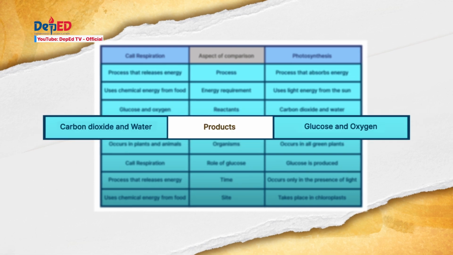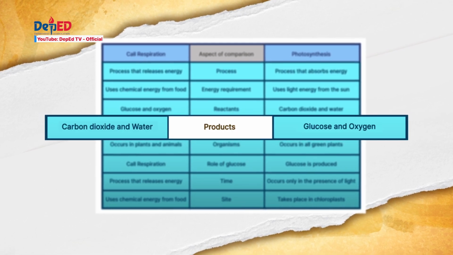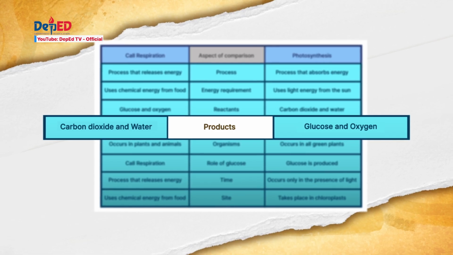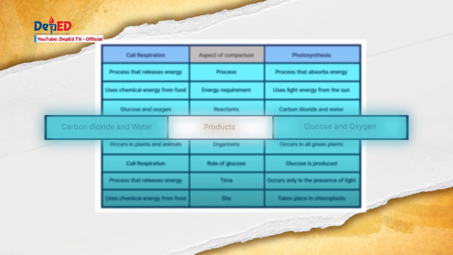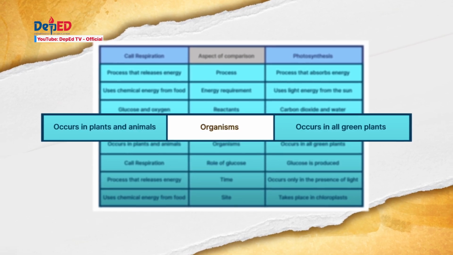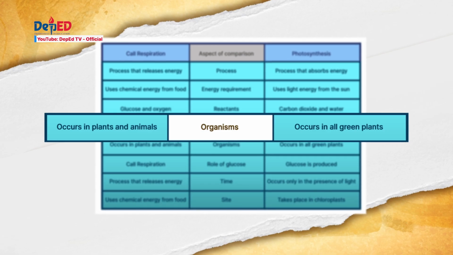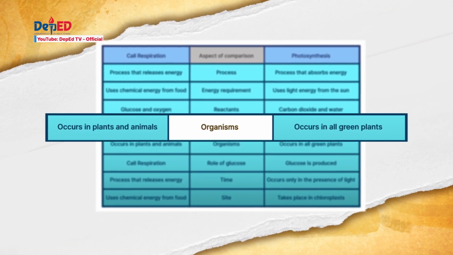In terms of their products, cellular respiration produces carbon dioxide and water, while photosynthesis produces glucose and oxygen. In terms of organisms, cellular respiration occurs in plants and animals, while photosynthesis occurs in all green plants.